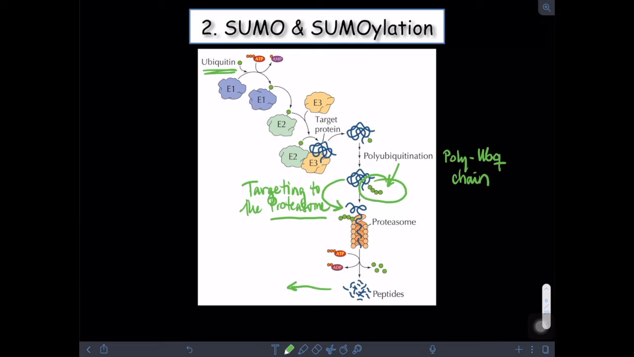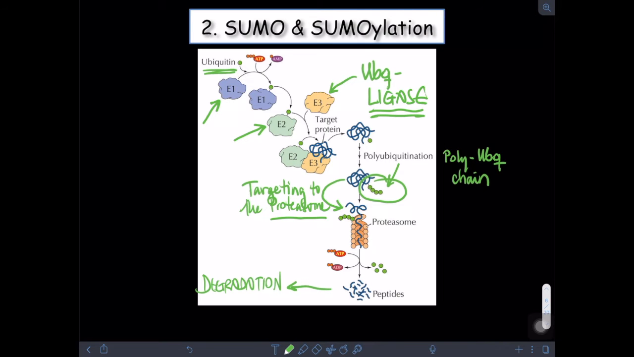Importantly, the conjugation of ubiquitin to target proteins involves 3 different enzymatic stages: the so-called E1 enzyme, the E2 enzyme, and the E3 enzyme, also known as the ubiquitin ligase. This one is the one that confers specificity to the whole process of ubiquitination.